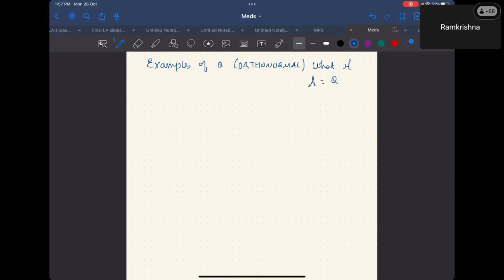What if A is Q? Then it simplifies my problem quite a bit, right? What was the system of equations that we were looking at solving? We were looking at solving, in the least squares sense, this equation: A transpose A x hat is A transpose b, right?